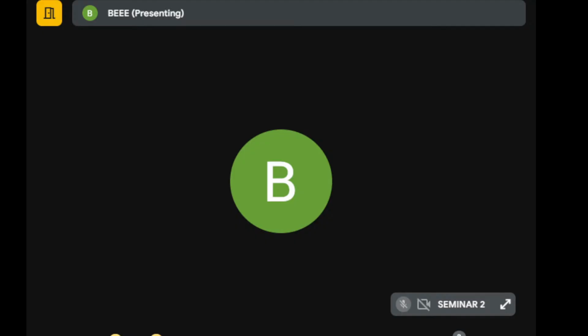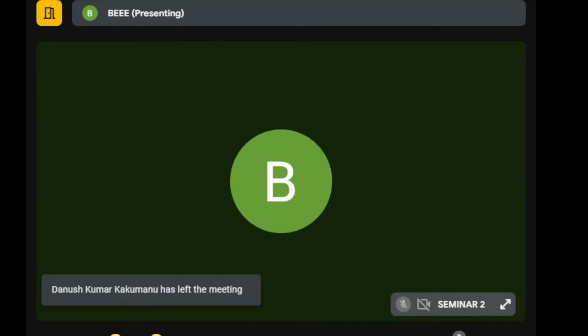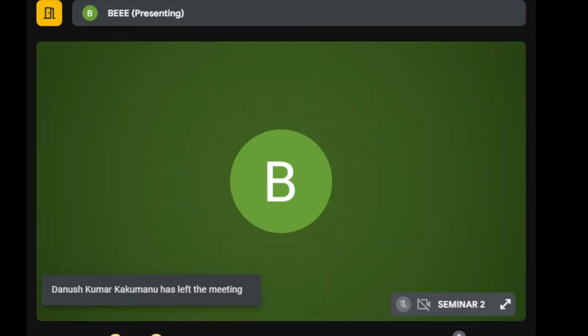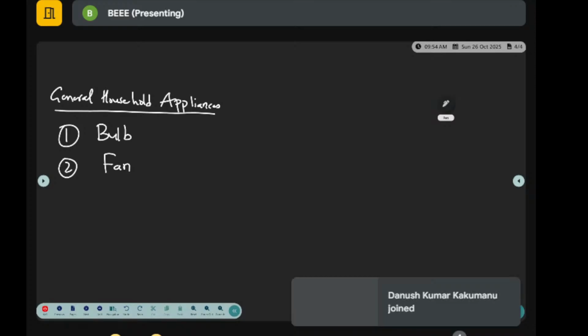General household appliances. Name them. What are the different electrical equipments available in our house? The first one that immediately comes is the bulb. The second one is the fan. There are two types of fans: one is called the ceiling fan, the other is the table fan. Table fan is also there, no? Ceiling fan, table fan.